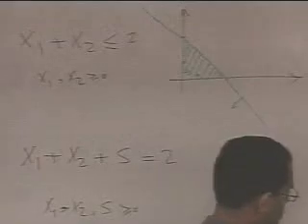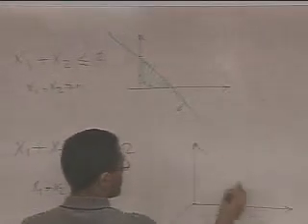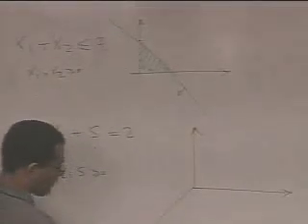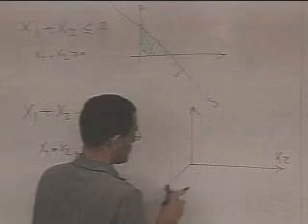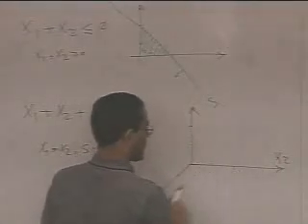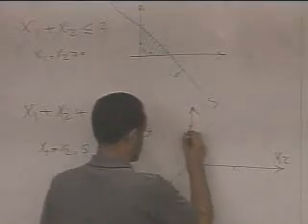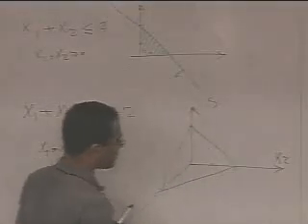Questions? So this one looks like x1, x2, and s. It would look like something like this. If you have questions, you can ask me. Okay, so this would be a plane.